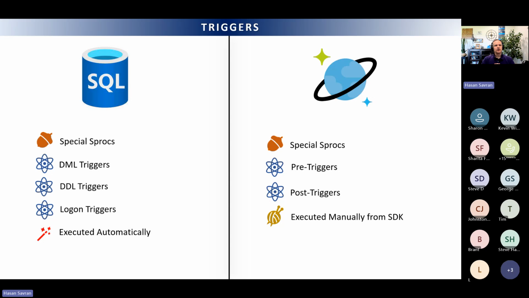The biggest difference here, rather than T-SQL versus JavaScript, is that in Cosmos DB you need to execute them manually. They are not going to get executed automatically like in SQL Server, and you can do that only from the Cosmos DB SDK.